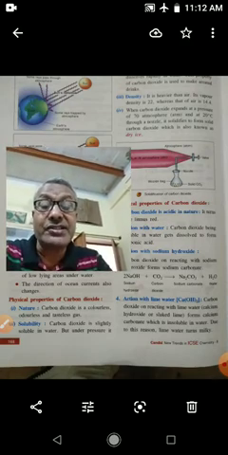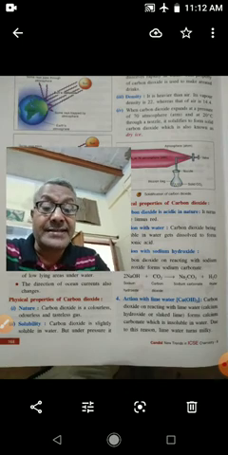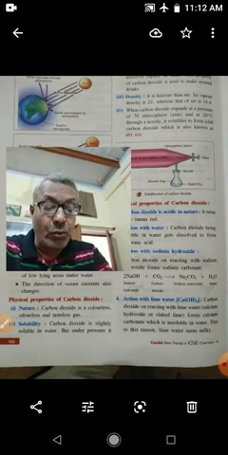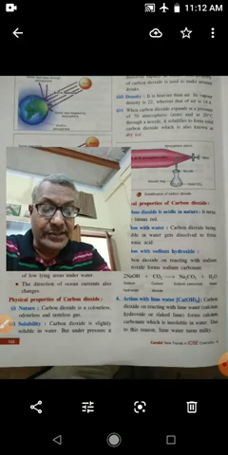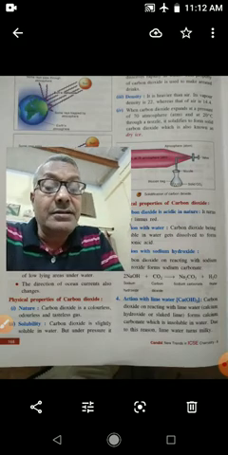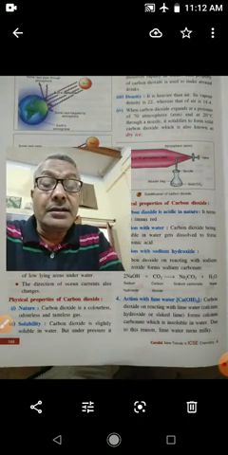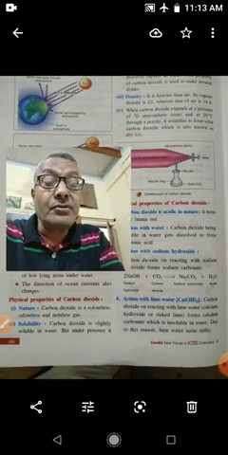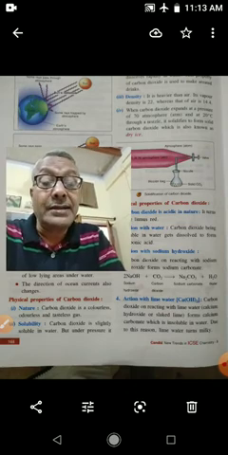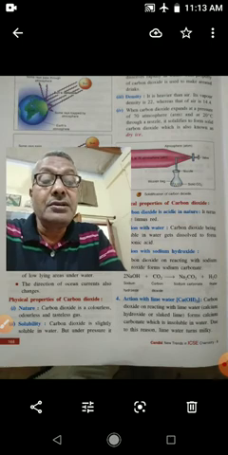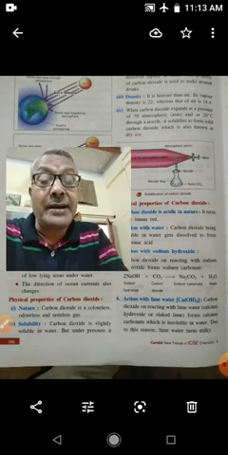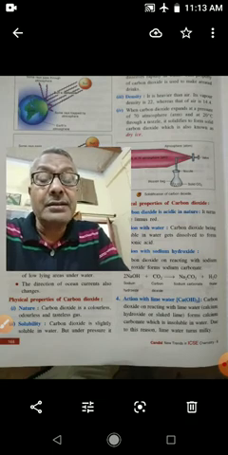Solubility is the next. So carbon dioxide is soluble in water. It is slightly soluble in water, but under high pressure carbon dioxide is rapidly soluble in water. So it will dissolve in water rapidly. So due to this property, aerated drinks are prepared by dissolving carbon dioxide gas under high pressure.